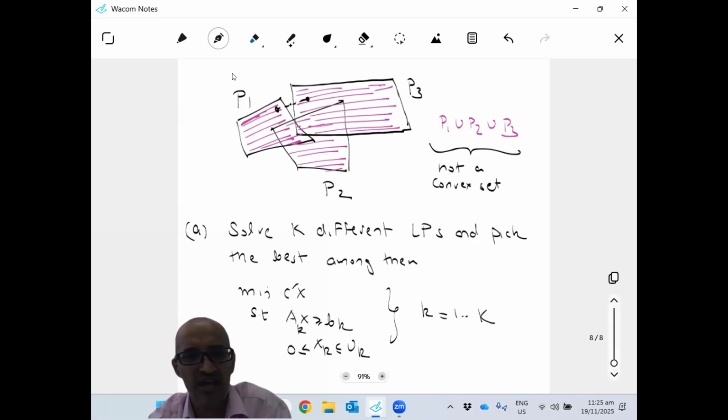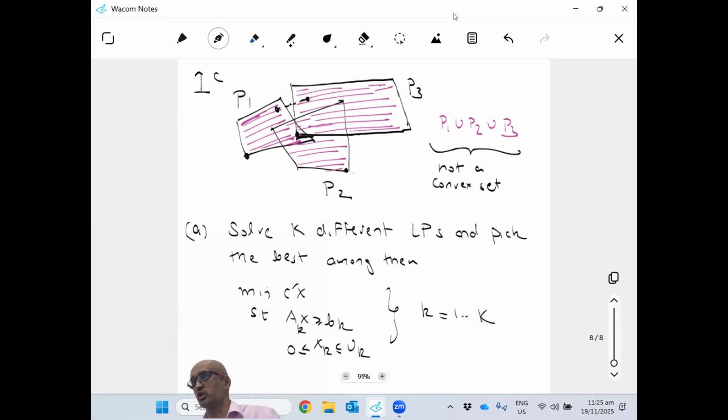Let's say I'm minimizing and my objective is increasing in this direction, C. The minimum will be this point. Next I'll optimize over P2. The minimum will be this point. Optimize over P3. The minimum might be this point. It doesn't look like a polyhedron, this one, but let's say it's this point. So I've got 1, 2, and 3. Pick the smallest among these three, whichever gives the smallest value, that's this one. So I could solve k different LPs and solve this problem.